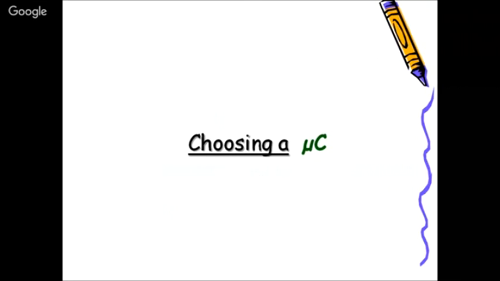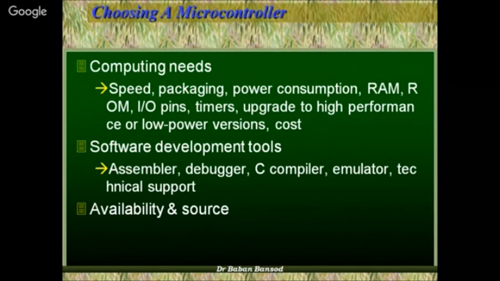Now, why we should be choosing a microcontroller like PIC. So choosing a microcontroller, I think we have already seen this, so I'll try to skip it. Computing needs, definitely when it comes to speed, packaging, power consumption, RAM, ROM, IO pins, timers, upgrade to high performance or low power versions. These are the kind of typical features that you will see in the PIC.